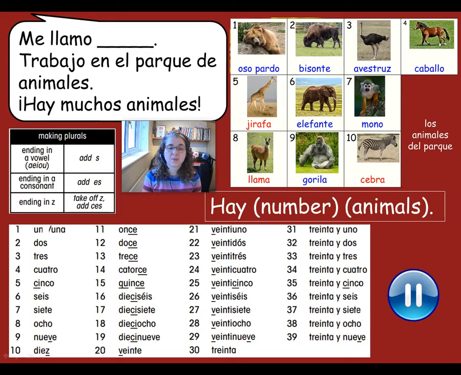Then on the other pages, they're all going to look the same. They're going to use this sentence here. Hay, then you put your number, and then you put your animal word. Remember though, if there is more than one of the animal, you need to make the animal plural. And the reminder of how to do that is just here. All the ones that end in vowels, you're going to put an S on. Remember that avestruz ends in a Z, and so it follows a slightly different rule.